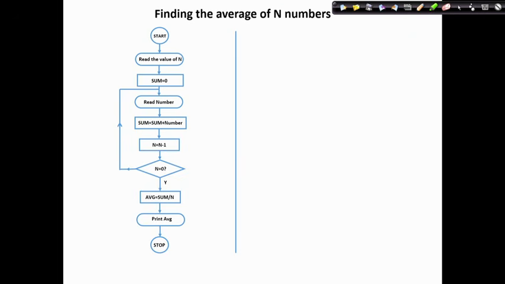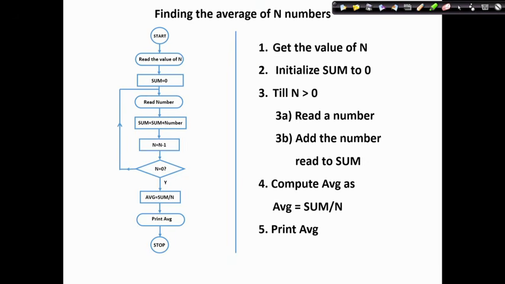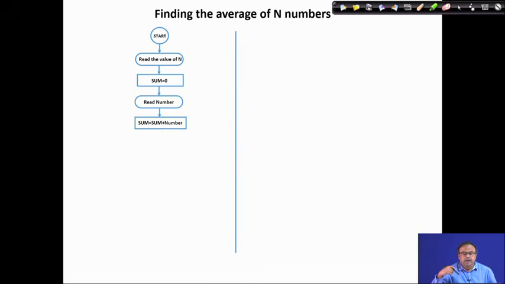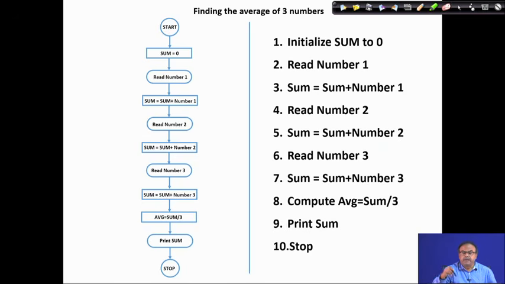So, the same thing can also be reflected in the flow chart. Now, compared with the earlier flow chart, when I read it only for 3 numbers, I did initialize sum to 0, read number 1, read number 2, and at every point I was adding it to sum.